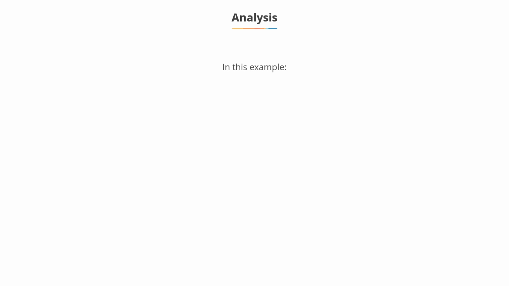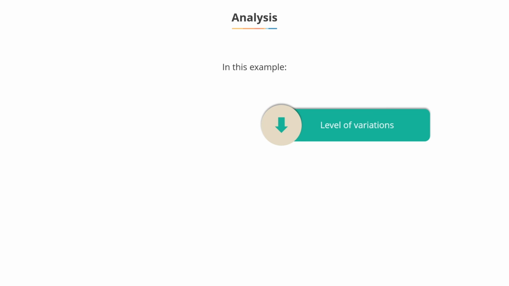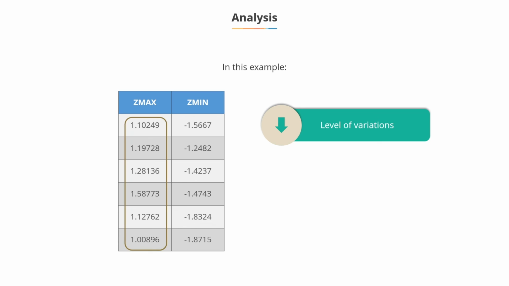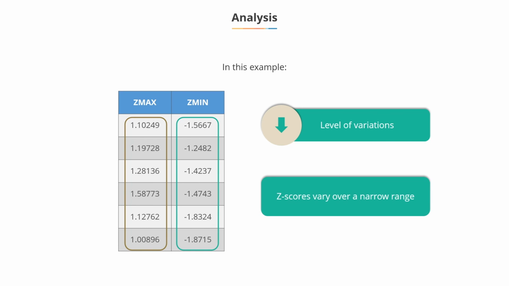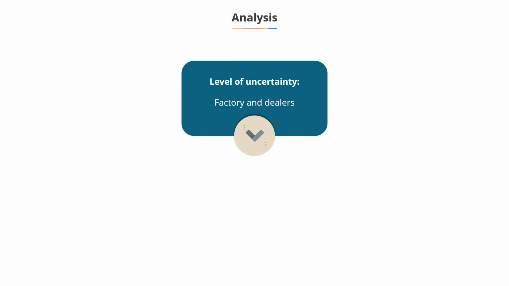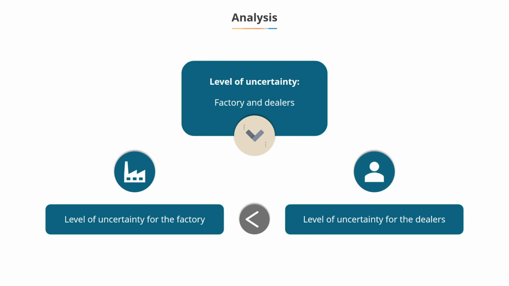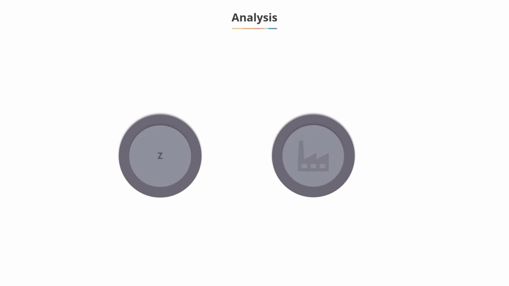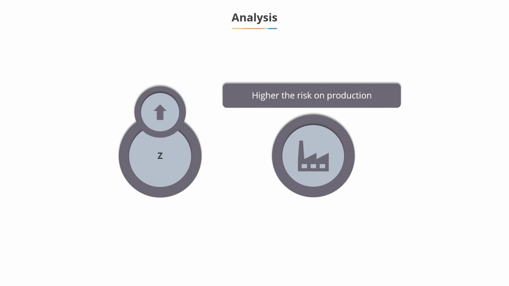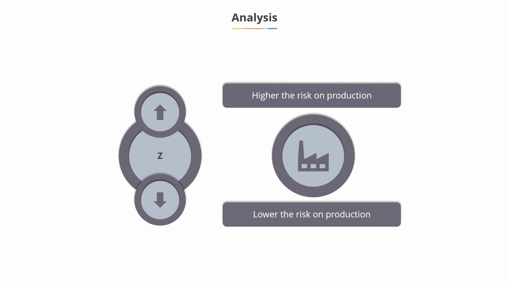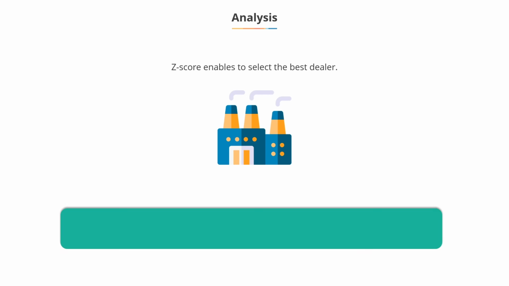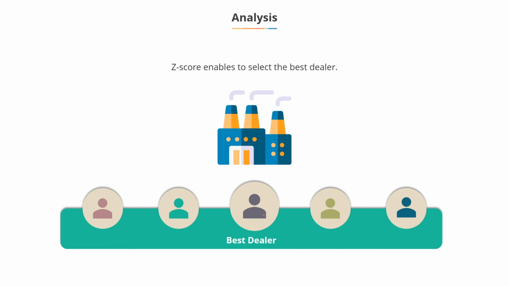In this specific example, however, owing to low levels of variations, as observed from the coefficient of variation, we can see that the z-scores or the standard scores vary over a narrow range, which shows that the levels of uncertainty, both for the factory and the dealers, and consequently the risk, are quite low. Further, the level of uncertainty is lower for the factory than that for dealers, which means the higher the z-score value, the higher the risk of production getting affected at the factory. The lower the z-score, the lower the risk of the production. This enables the factory to choose the best dealer for the goods that can be dispatched on a regular basis.